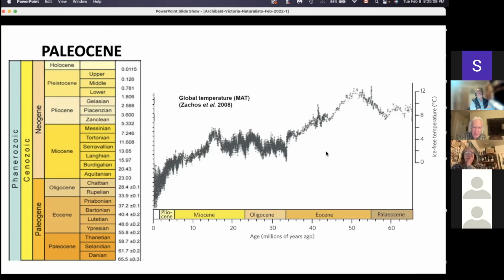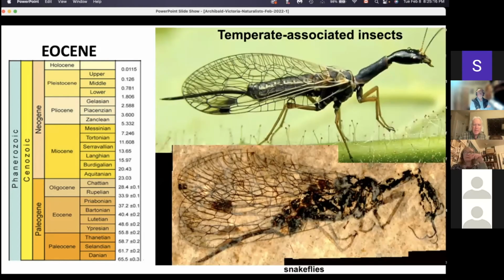All right, so let's see how this affects our insect communities. Oh yeah, Paleocene, Eocene, okay. So let's get down to community ecology.